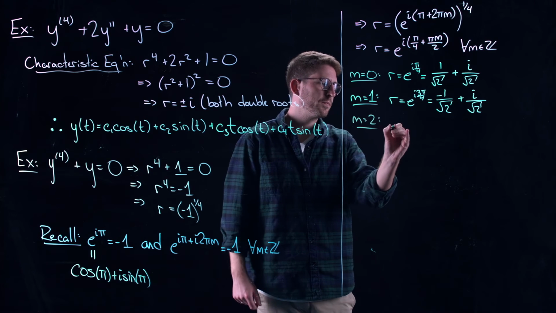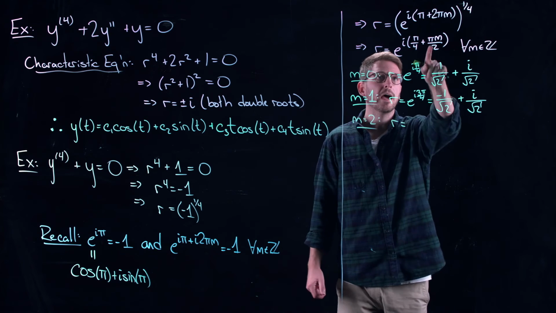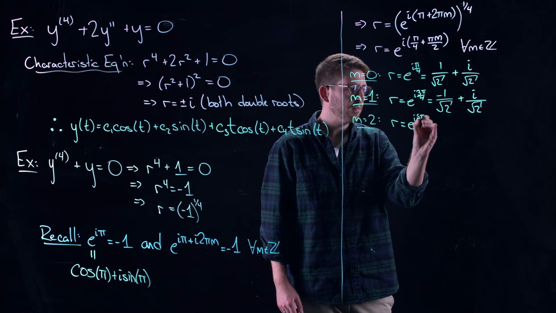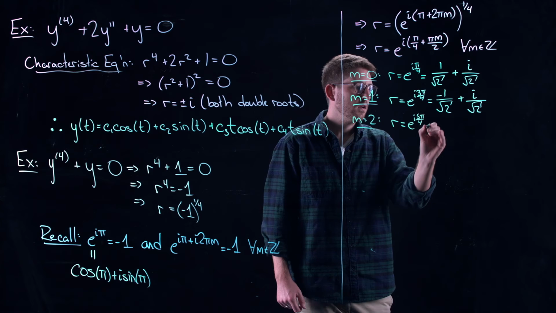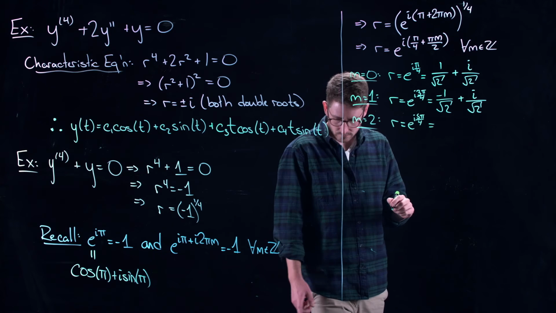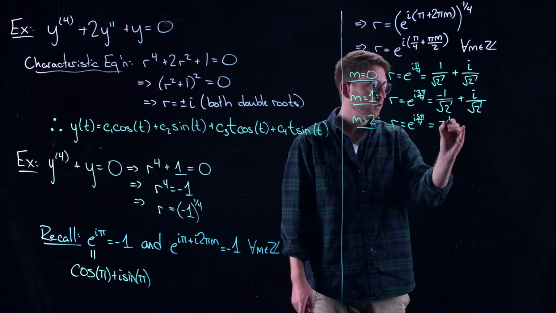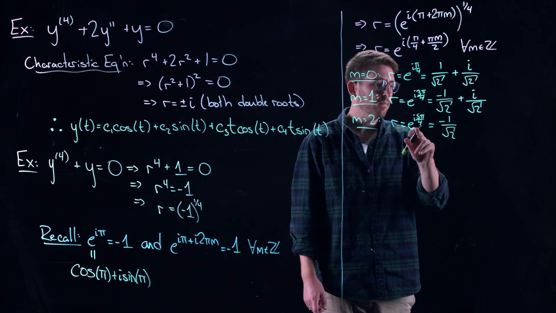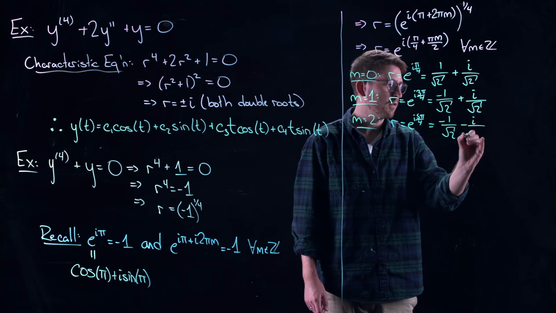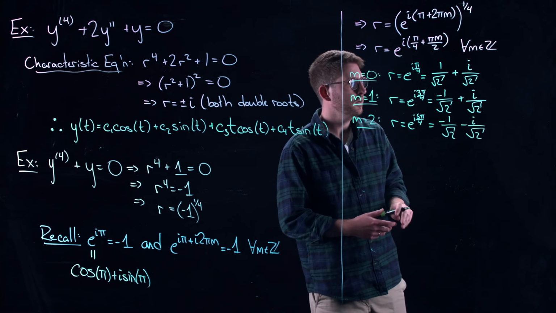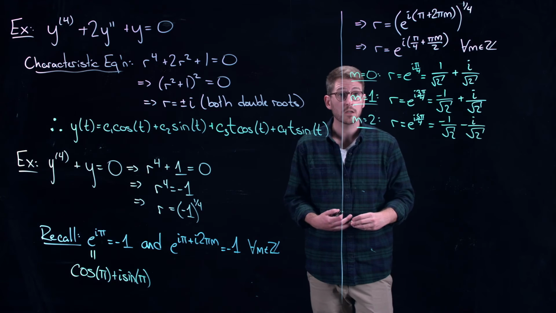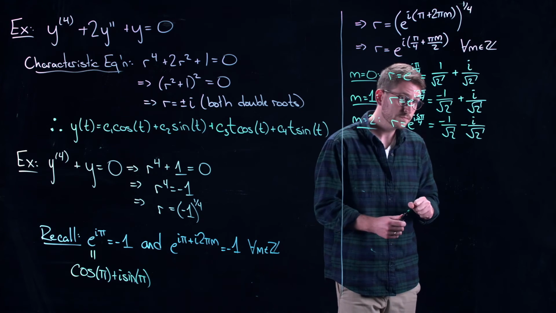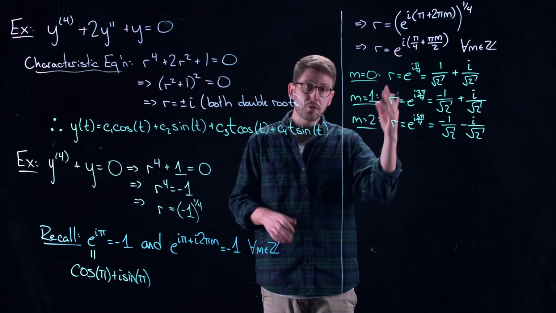M equal to 2. Well, in this case, I'm adding pi here. So this becomes e to the i 5 pi over 4, which now gives me cos of 5 pi over 4 is minus 1 over the square root of 2. And sine of 5 pi over 4 is minus 1 over the square root of 2. So again, cosine and sine are equal to each other at 5 pi over 4 as well. It's just minus 1 over the square root of 2. Okay, I got 3 roots.